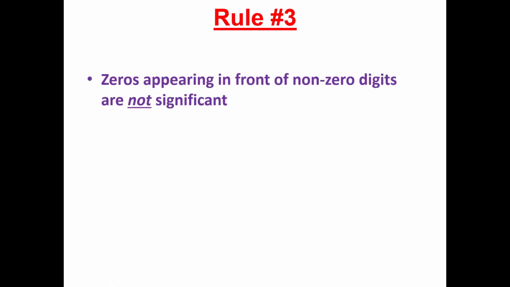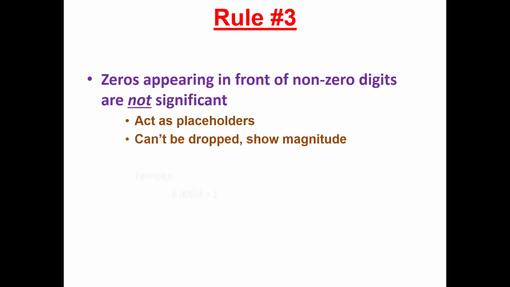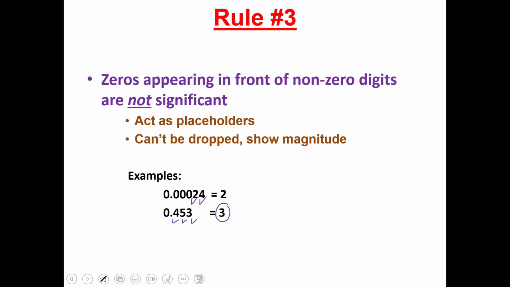Rule number 3: zeros appearing in front of non-zero digits are not significant. Now look at this rule with an example, 0.00024. Before 24 we have three zeros and there is a zero before the decimal. We are not counting any of the zeros because we start with 0.000, then we have 24. So we are counting this 2, we are counting this 4, we are not counting the initial zeros. Now look at this 0.453. Here I have three significant figures.